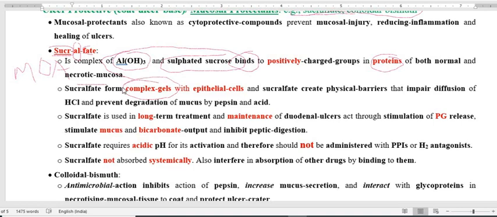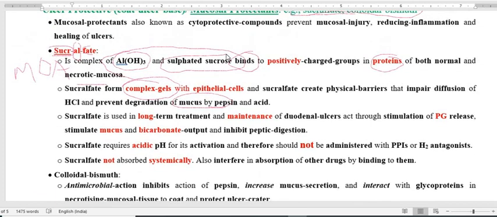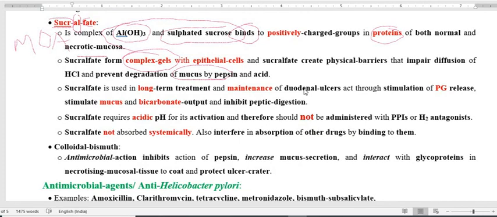Because of the formation of the gel-like complex, it coats the gastrointestinal mucosa. When it coats the gastrointestinal mucosa, the digestion of the mucosa by hydrochloric acid or enzymes like pepsin gets inhibited, and it protects the gastric mucosa. Therefore it is called a cytoprotectant. So this is the mechanism of action that I have mentioned.